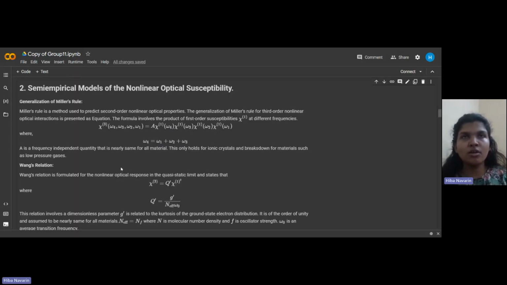Now we will be discussing another semi-empirical model, which is Wang's relation. Wang's relation is formulated by looking at the response near the quasi-static limit.